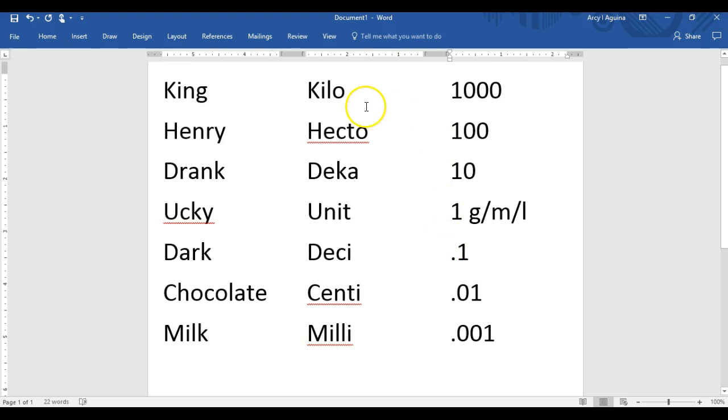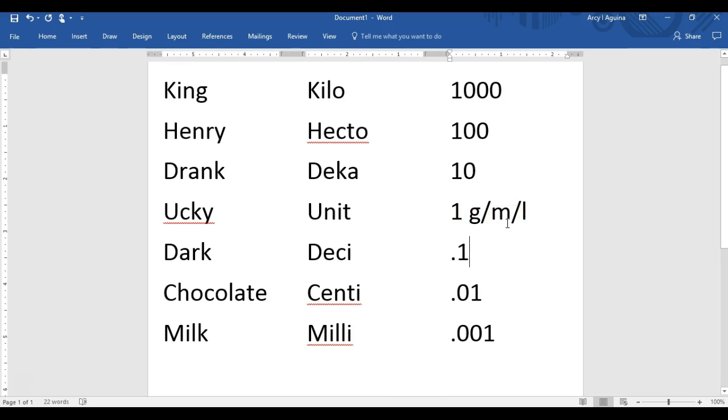Because I know a kilo equals 1,000, hecto is 100, deca is 10. The unit is always 1, and units are grams, meters, and liters. Deci is 0.1, centi is 0.01, and milli is 0.001. Don't confuse these, because I noticed a lot of kids were writing the units incorrectly. You just have to remember millis 1,000, centis 100, decis 10.